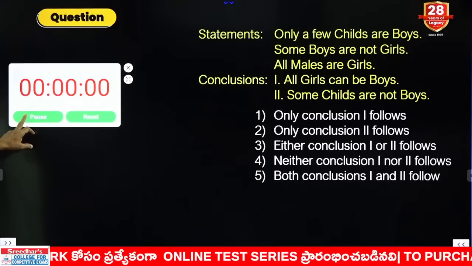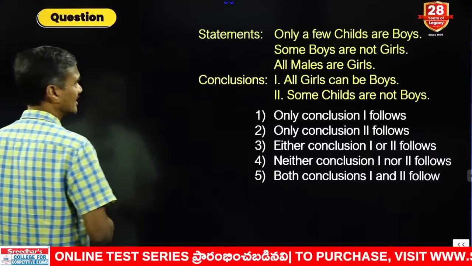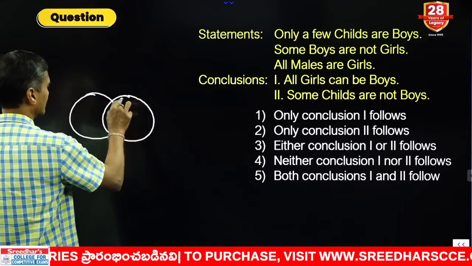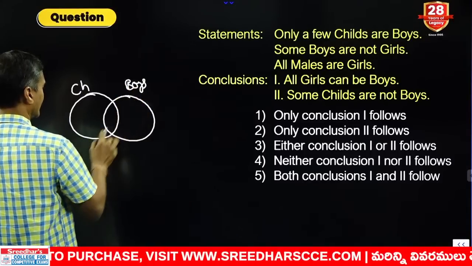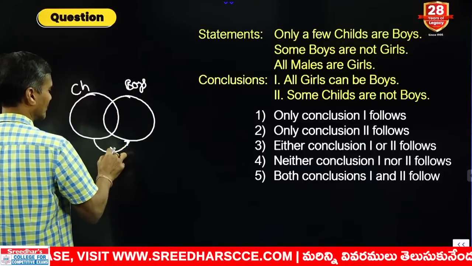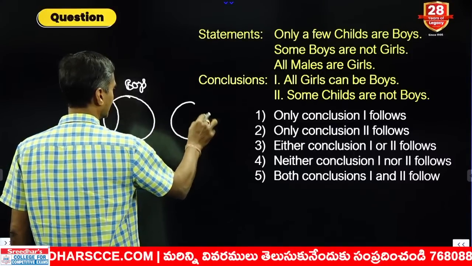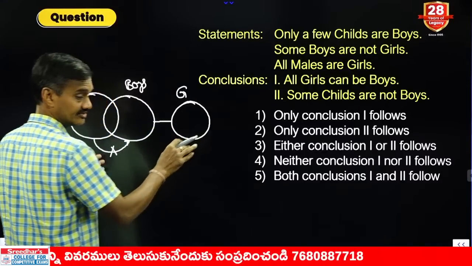So time is up. Now in this question number 13, only a few children are boys. That means only some children are boys but not all. This entire set of children cannot be boys. And some boys are not girls. Some of the boys are not girls. A boy and a girl are here. Some boys are not girls. Just we are representing with a line.